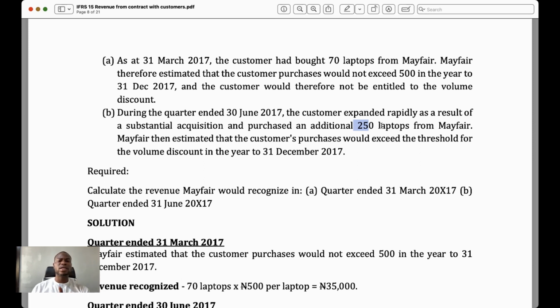So in the second quarter, the additional goods he bought was 250 laptops that we will recognize at 450 naira. However, we had recognized 70 laptops at 500 naira before, but now that we know that he is going to enjoy the volume discount, we need to adjust that. So we need to now remove 70 laptops multiplied by 50 naira, which is the excess we have recognized in quarter one, which is the quarter ended March.